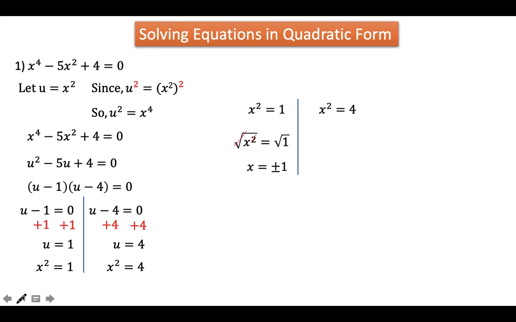On the other side, we're going to square root each side of the equation so that x is left here, then square root of 4 is plus minus 2. So this will be our roots, positive 1, negative 1, positive 2, and negative 2. So we have 4 roots. If we substitute these roots in our equation and it satisfies, then these will be our roots. Otherwise, this becomes an extraneous root.